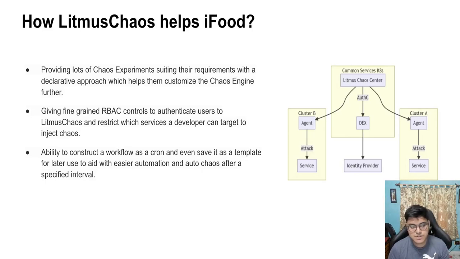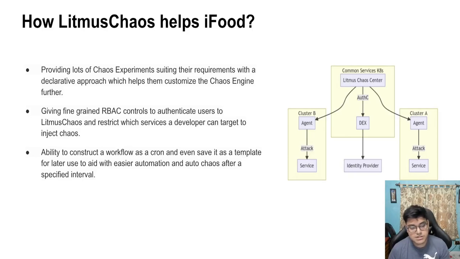Litmus also gave them the ability to fine-grain these RBAC controls by integrating with DEX. They integrated with the authentication service called DEX to authenticate users to Litmus Chaos, which restricted developers to target only specific applications where they can inject chaos. That gave them the ability to restrict certain users to perform certain activities, and gave them the RBAC level control that they were initially looking for.